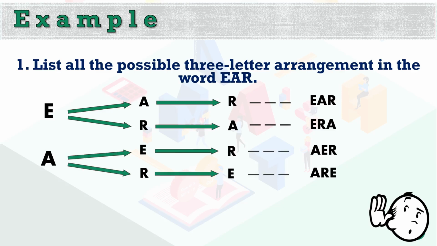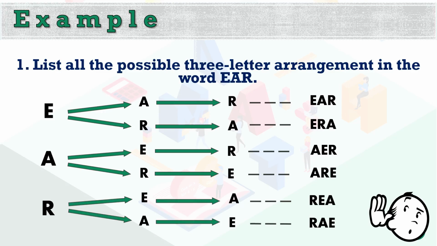Doing the same process with letter A in the first position, we'll have the following arrangements: AER and ARE. Same goes if we start with R, it will give you the arrangements REA and RAE. So these are the possible three-letter arrangements in the word ear.